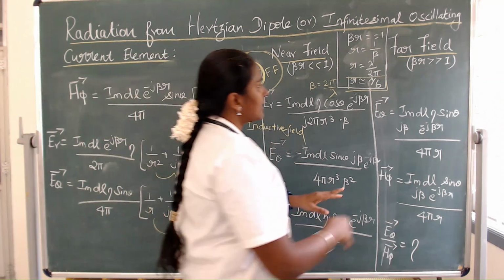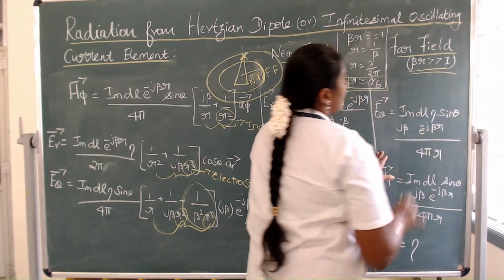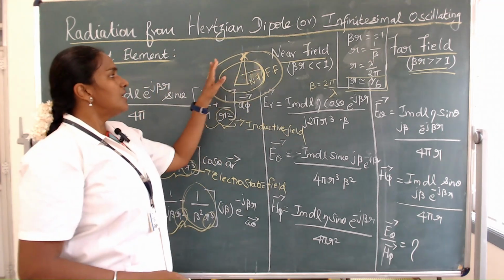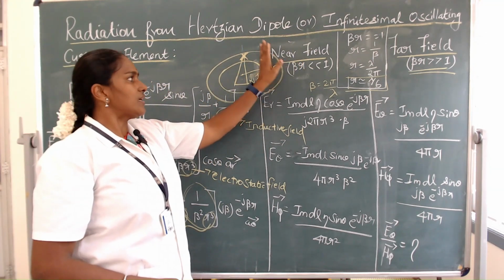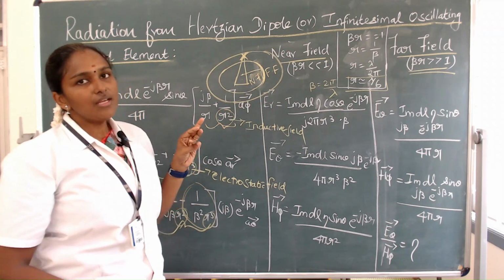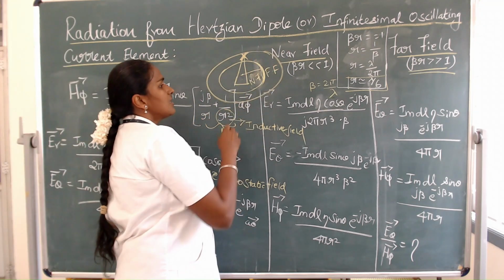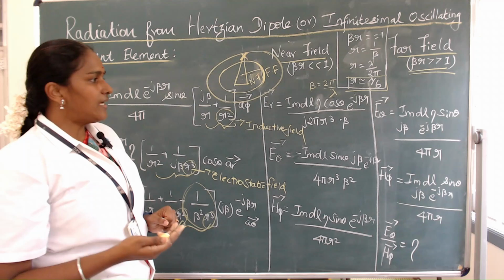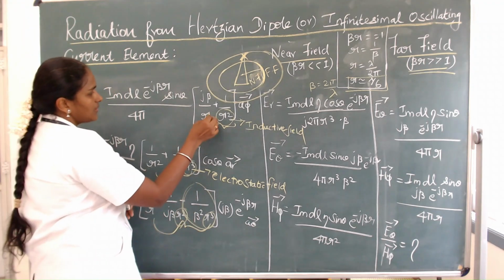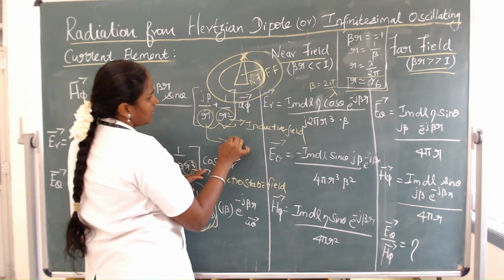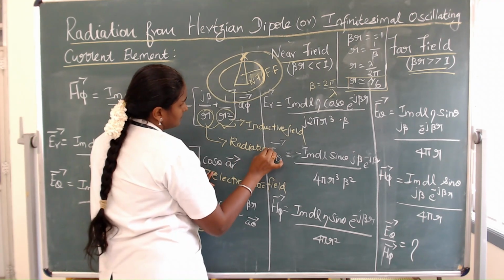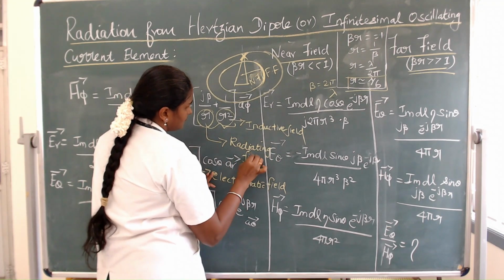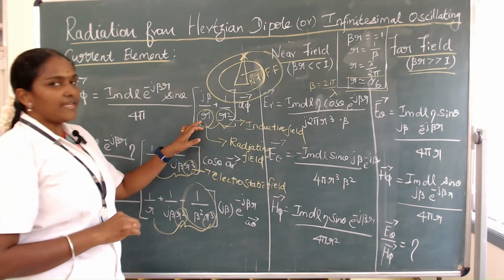Again, for the far field condition, beta r is very much greater than 1. That is the region far away from beta r equal to 1. That region we call the far field region. In the far field region, the fields are mostly radiating. So the radiating fields are nothing but the 1 by r term. So the 1 by r term indicates the radiating field. This is the radiating field.